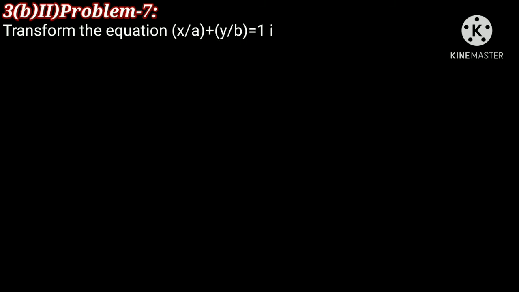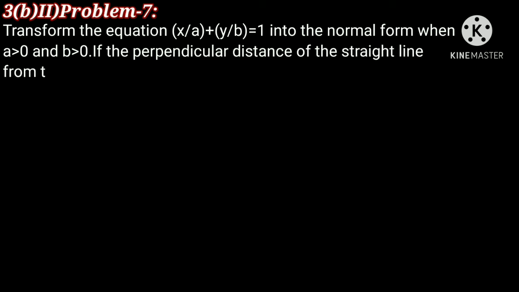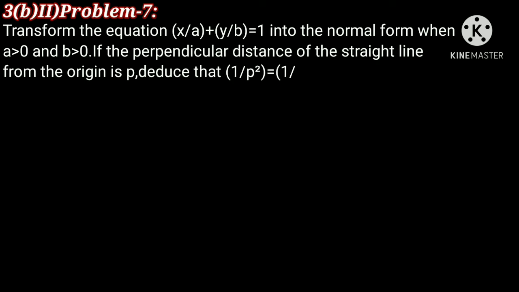Next, exercise 3b, section 2, problem number 7. Transform the equation x by a plus y by b equal to 1 into the normal form when a is greater than 0 and b greater than 0. If the perpendicular distance of the straight line from the origin is p, deduce that 1 by p square equal to 1 by a square plus 1 by b square. This is our given problem.